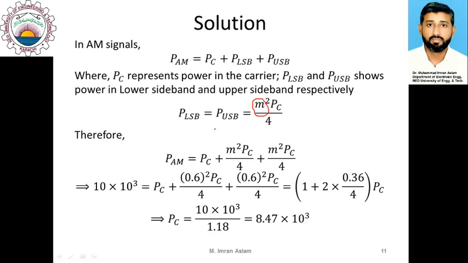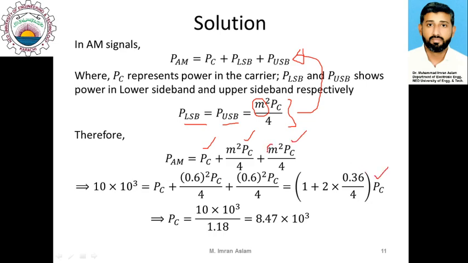The power in each of the sidebands, lower sideband or upper sideband, is represented by this relationship: m squared Pc over 4, where Pc is the carrier power and m squared is the modulation index. So if I substitute this value here, the power in the AM signal can be represented as Pc plus m squared Pc by 4 plus m squared Pc by 4. You can see that in these terms Pc is common, so I can take Pc as common.